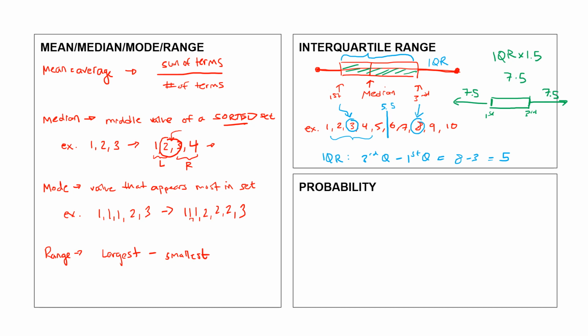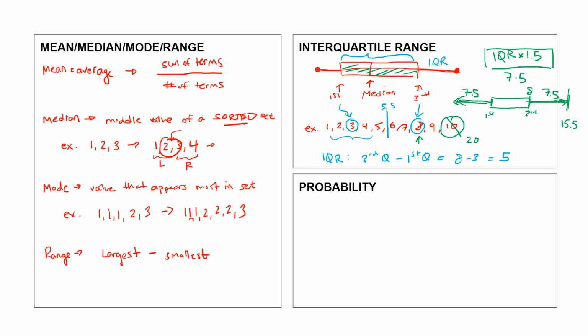So for instance, our third quartile here was 8, plus 7.5 would have given me 15.5. So if I had a data set, 1, 2, 3, 4, 5, 6, 7, 8, 9, and 20, let's say this was a 20, okay? You can use this IQR times 1.5 rule, going either left or right, to figure out whether that's an outlier or not. And finally, we'll talk about probability on this page, okay?